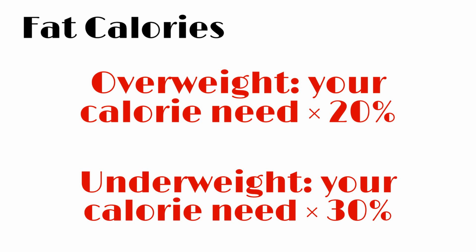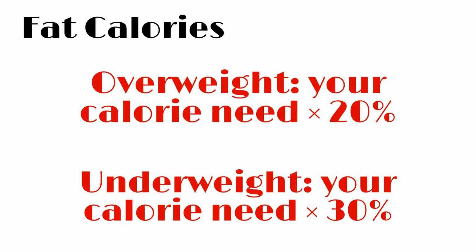If you are an overweight person, take your calorie intake, the amount of calories you need from the previous part, and get 20% from it. If it's 1000 calories, that's 200. If it's 2000, that's 400, something like that. Okay, so that's the amount of calories you're getting from fat. And also if you are an underweight person, get 30% of your calorie needs.